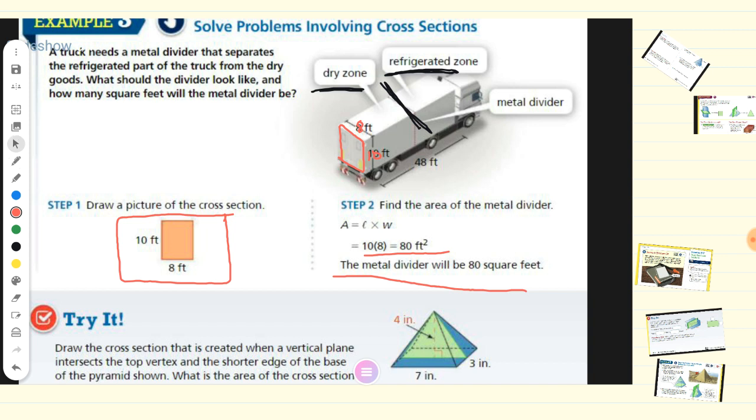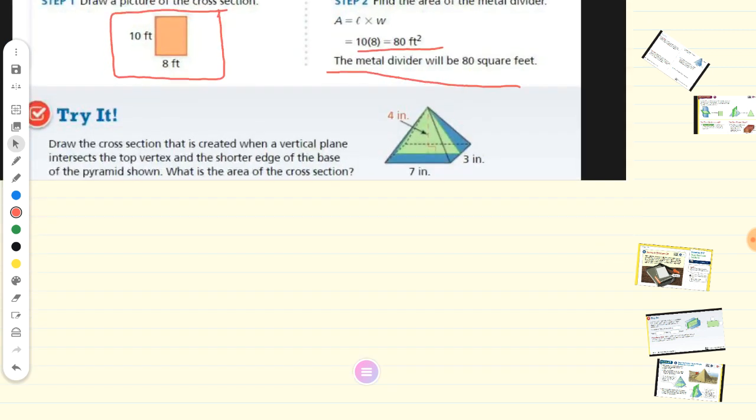Okay, what about that right one here? Draw the cross section that is created when a vertical plane intersects the top vertex and the shorter edge of the base of the pyramid shown here. What is the area of the cross section? First, we have to imagine what the cross section is. The cross section here is in the shape of a triangle. So it will be like this.